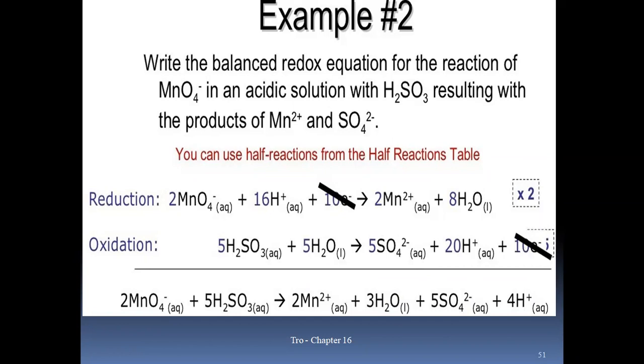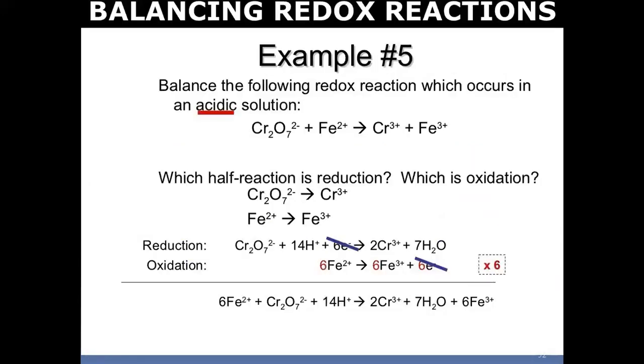Now just add the total equations of both reduction and oxidation half. So 2MnO4 negative plus 5H2SO3 gives 2Mn2+ plus 3 molecules of H2O. As you can see, there is a difference in the molecules: 8 molecules in the reduction half and 5 molecules in the oxidation half. Just subtract and you will get 3 molecules of water plus 5SO4 2 negative, and the 4 H positive ions are there. So this is how we balance by the half equation method.